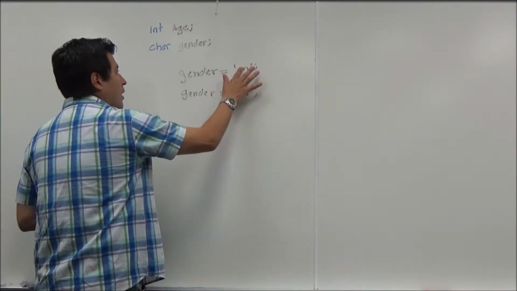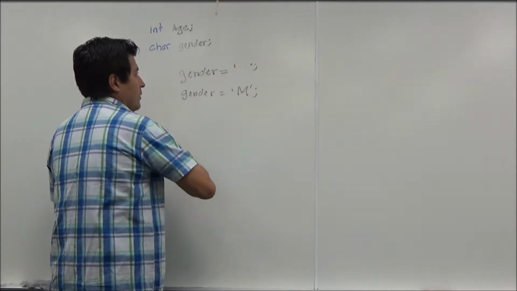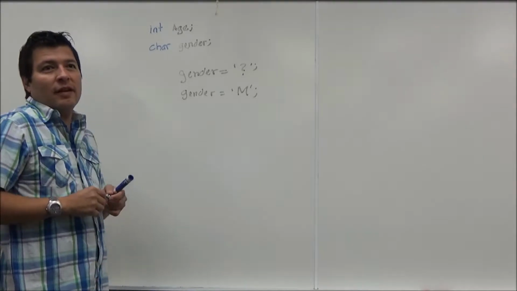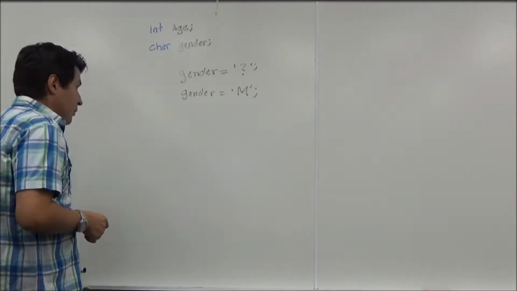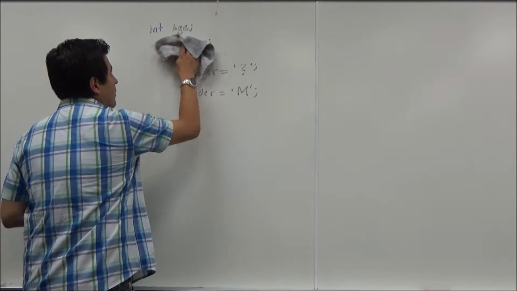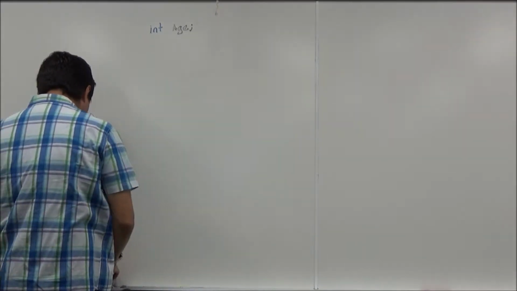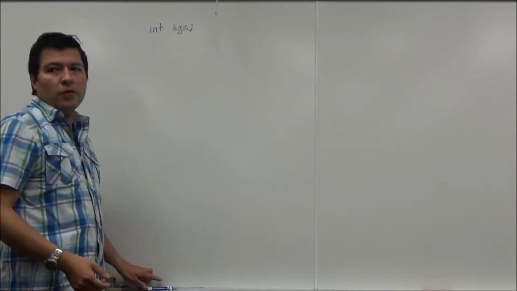What if I say gender equals question mark? Is that a character? Yeah, it is a character. So you don't want to use a character. So if it's only 2 values, what will you use? A Boolean, right? You use a Boolean and you can pick either one.